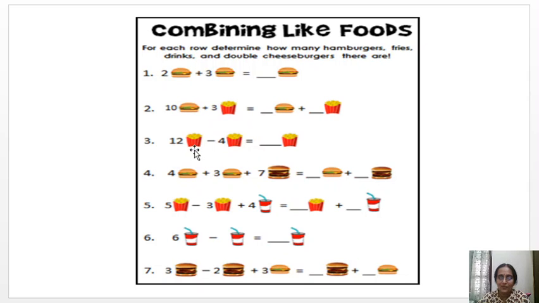They are of the same kind. They are of the same food. So you can subtract. Whenever you are subtracting, you will subtract the numerical coefficients. 12 minus 4. The answer is 8 fries. Right. The rest of the sums are for you.